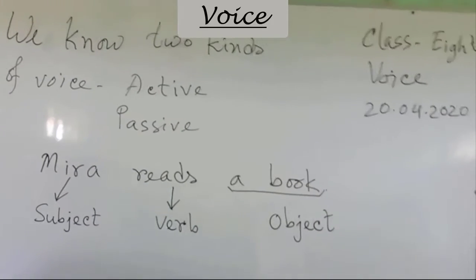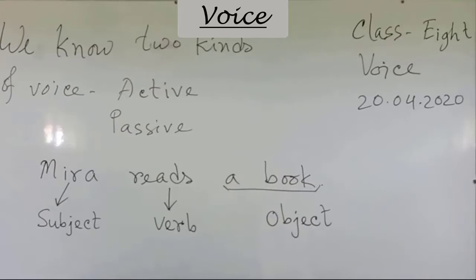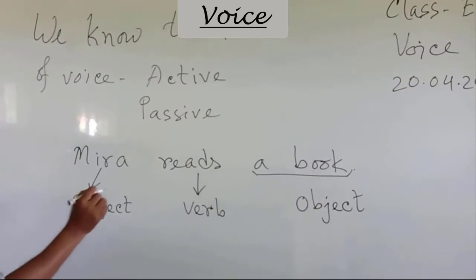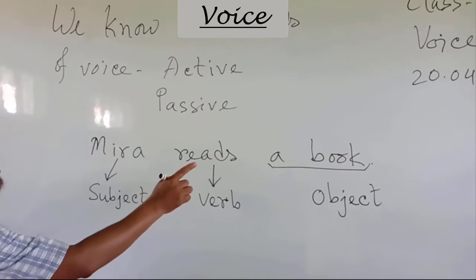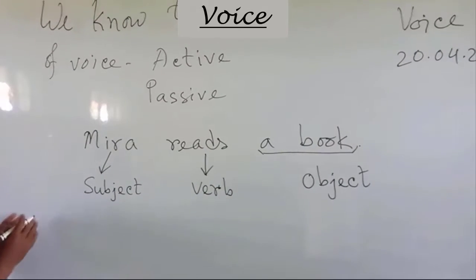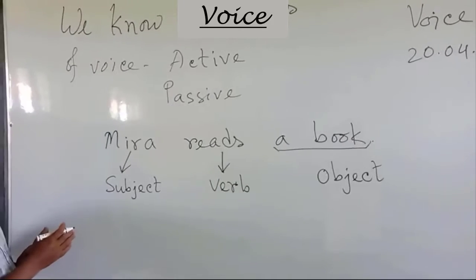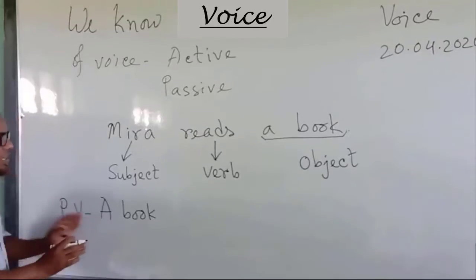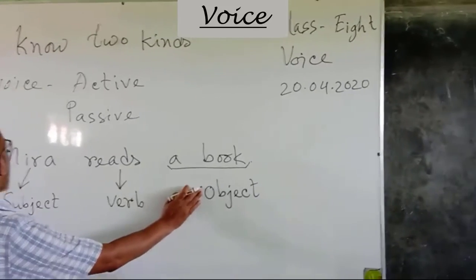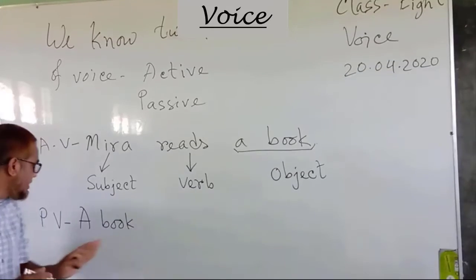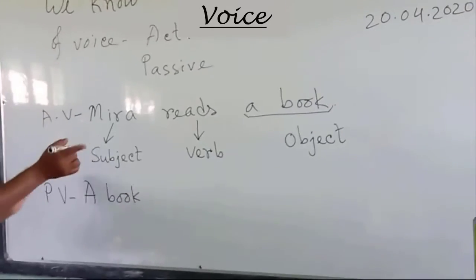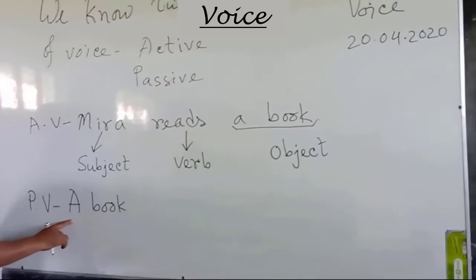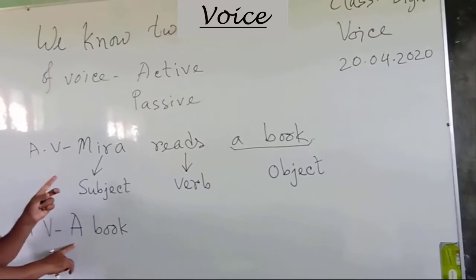If we want to change active voice to passive voice, we have to take the object, and it will be the subject of the passive voice. Please follow me. A book is the object of this sentence, and in passive voice the object will come first. A book is now the subject in passive voice.